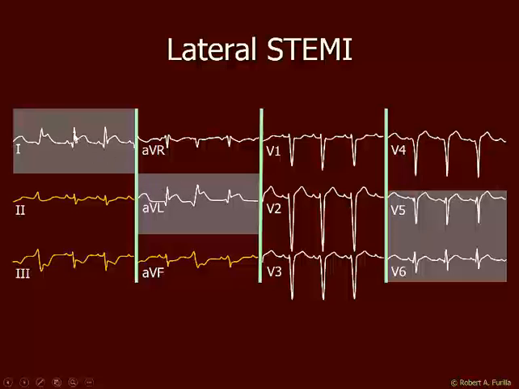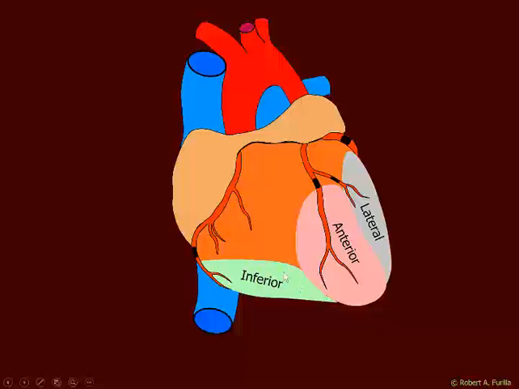Because 1 and AVL are superior leads, we would expect to see reciprocal depressions in 2, 3, and AVF. And we do. This appears to be a high lateral STEMI. By that I mean high up on the lateral wall, sometimes referred to as a basolateral STEMI, because the basal surface of the ventricles is the upper part just below the atria. So we can call them high lateral or basolateral. And we see it more in the superior leads than we do in 5 and 6, again indicating this is a high lateral STEMI.